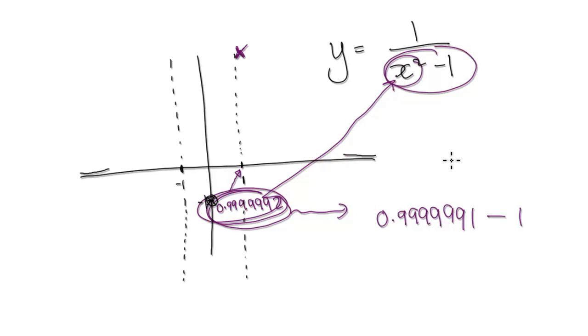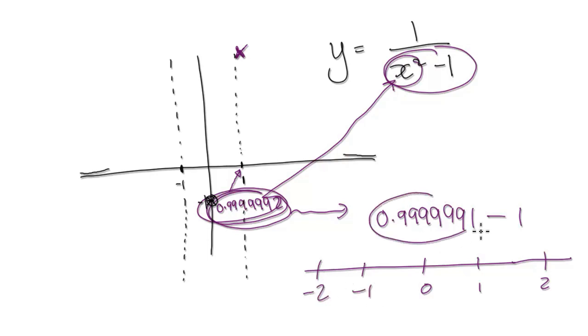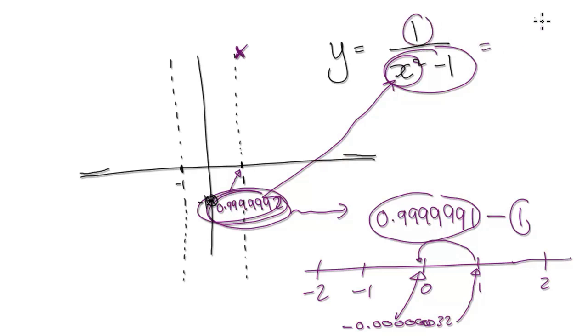this is going to be, well, let's look at the number line. 0, 1, 2, -1, -2. So when you have this number here, which is just to the left of 1, and then you take away 1, it's going to jump to here. So your answer would be just to the left of 0. So let's imagine it as being negative 0.000000032, say.